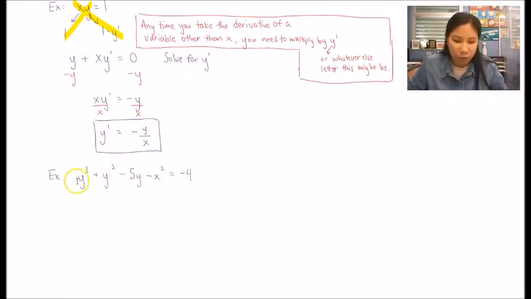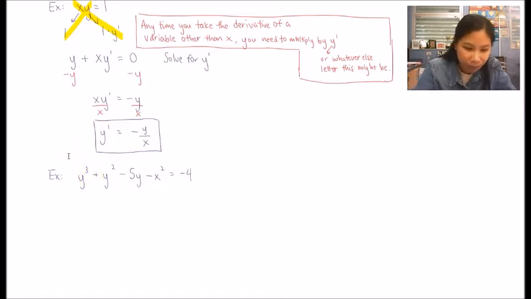Okay, so first, we'll start with y cubed. Y cubed, the derivative would be 3y squared.